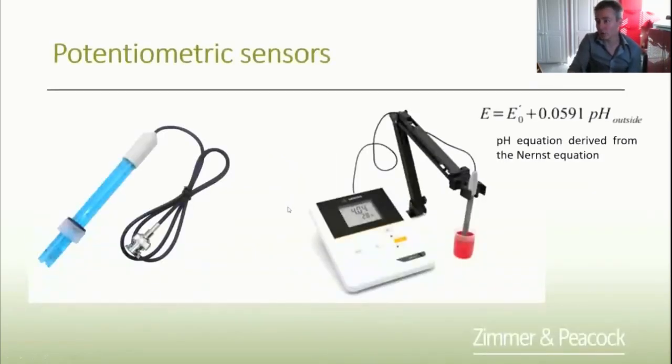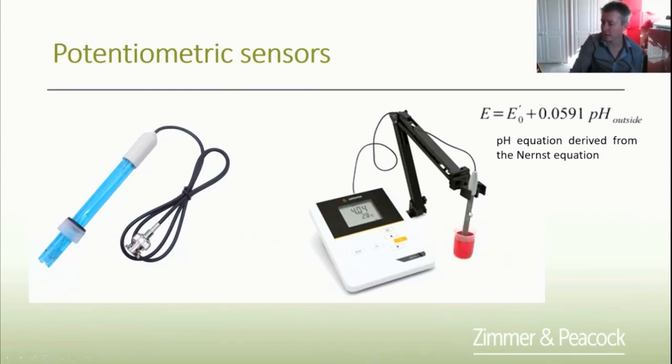We're now going to go on to a different technique called potentiometry. And if you're not sure what potentiometry is, then you probably use it an awful lot in your lab. Obviously the classic pH probe or pH sensor in a lab is a classic example of a potentiometric sensor. You put the probe into a solution and you get the pH.